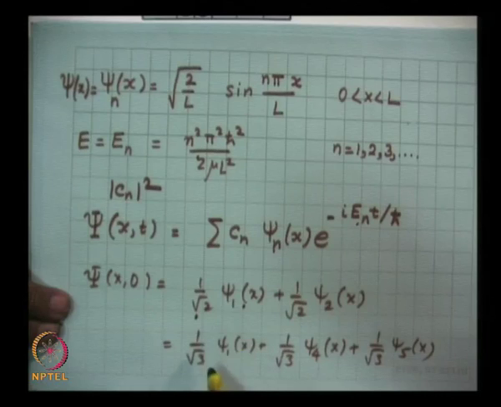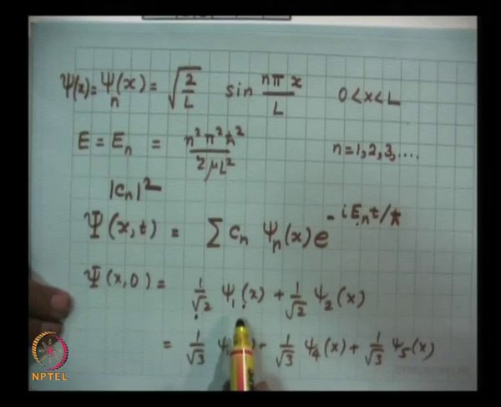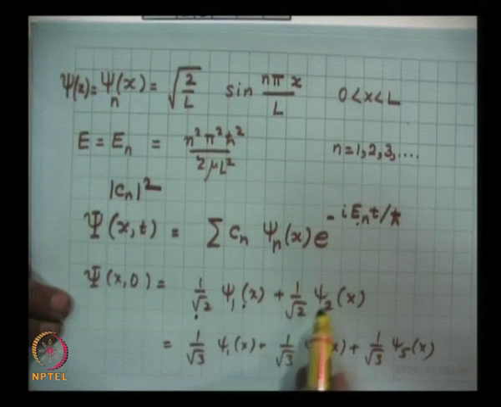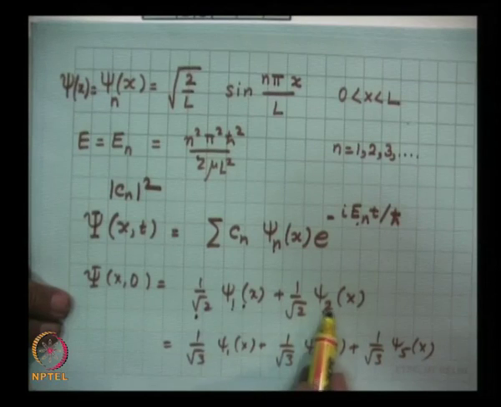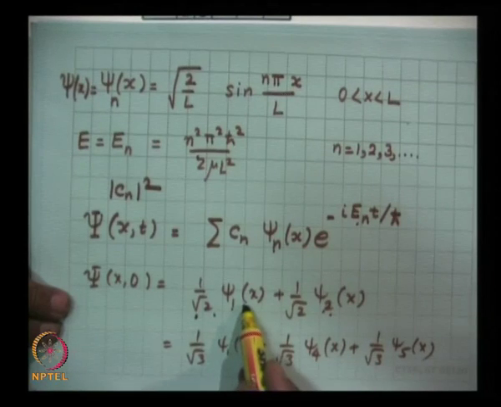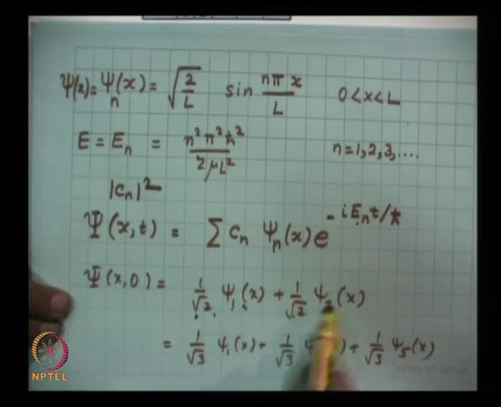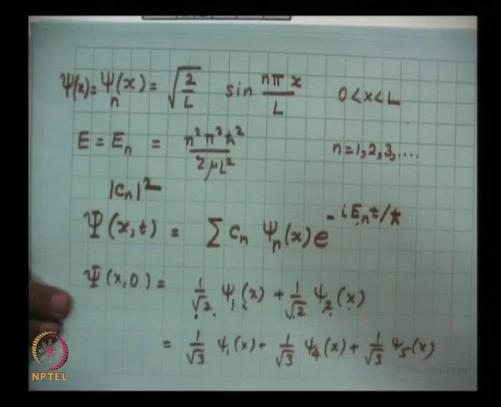Therefore, if you make a measurement, will you obtain E1 or E2 if the particle is in this state? There is a half probability of obtaining E1 and a half probability of obtaining E2. So, the energy is not known exactly, it is in a superposed state.